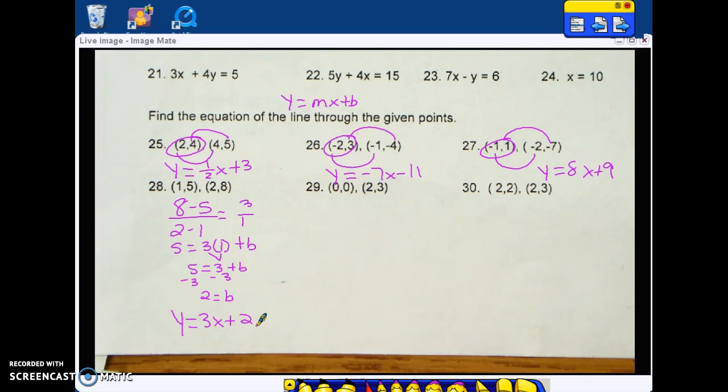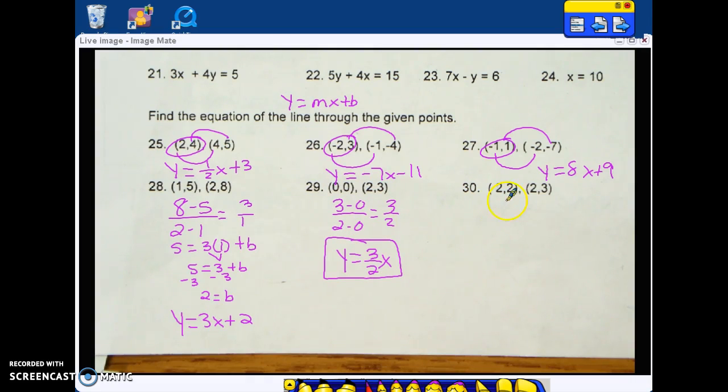For number 29, I have to find my slope. 3 minus 0 over 2 minus 0. That gives me 3 halves. So my equation is y equals 3 halves x. I have a point where x is 0, and I know that my y-intercept is where the graph crosses the y-axis, which is when x is 0. So if this passes through the origin, then my equation stays as y equals 3 halves x.